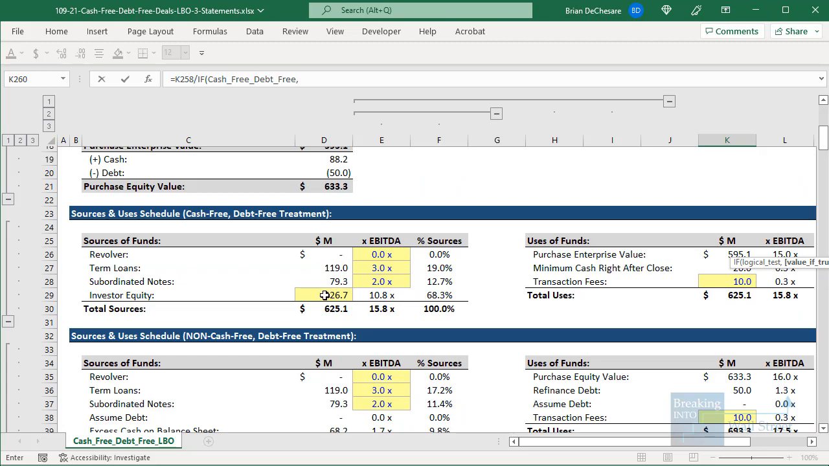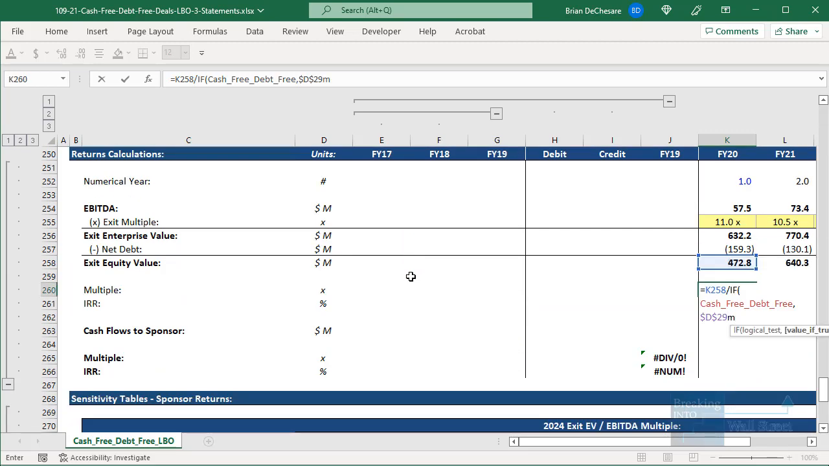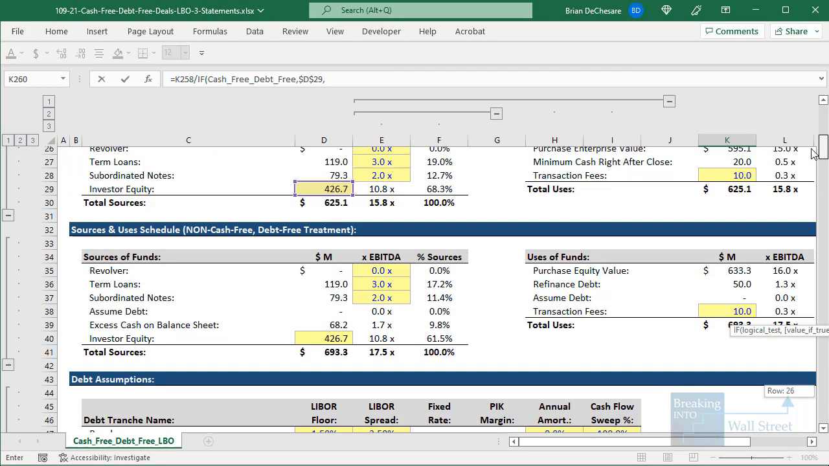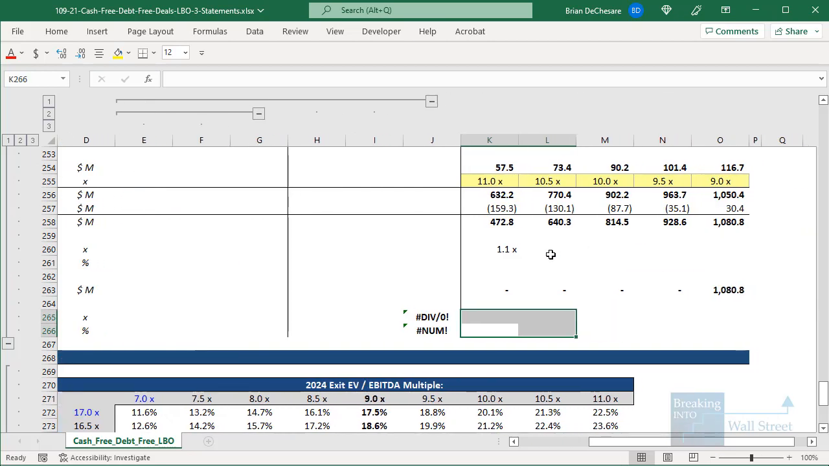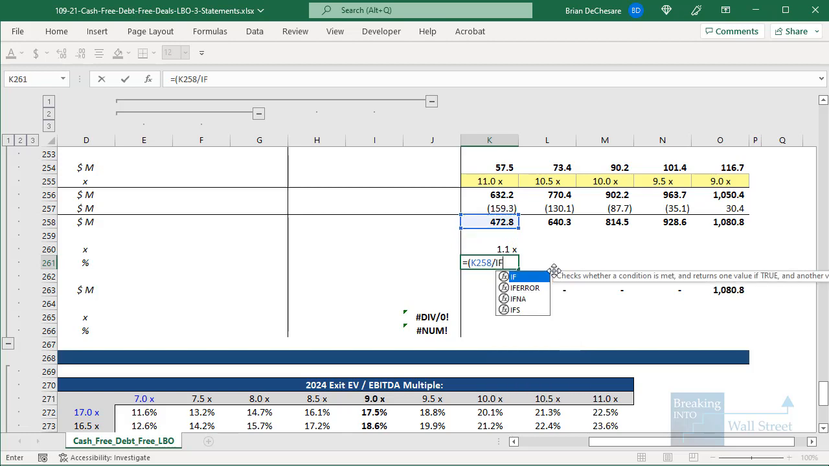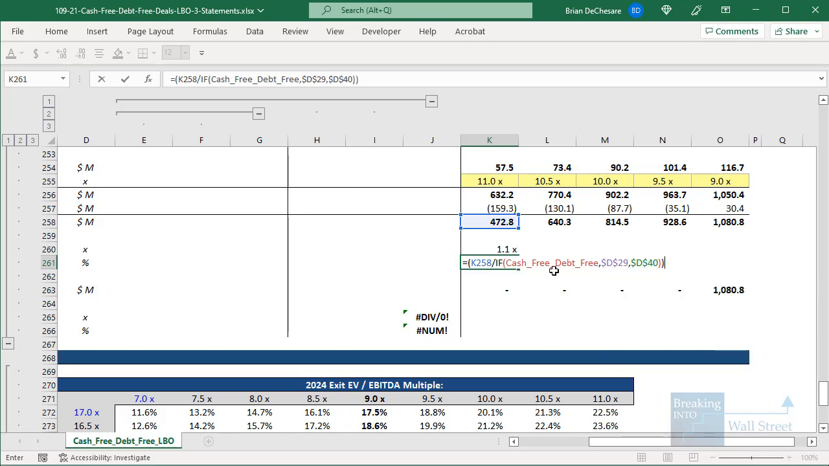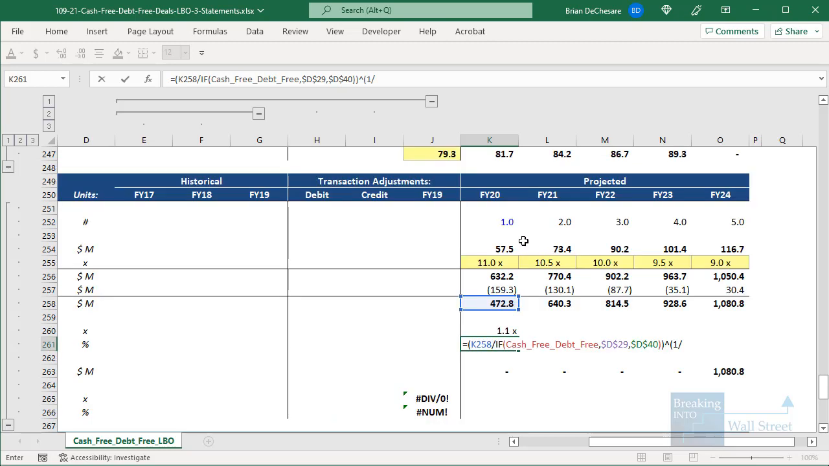So it's either the one here in cell D29, or if we are not dealing with a cash-free, debt-free deal, it's the one in D40 right here. For the IRR, it's going to be very, very similar. So let's take the exit equity value and then do a check if cash-free, debt-free. If it is, then we're going to link to cell D29 again. If it isn't, we'll link to cell D40, which contains the investor equity numbers, and then we'll raise this to the power of 1 divided by the year number minus 1.